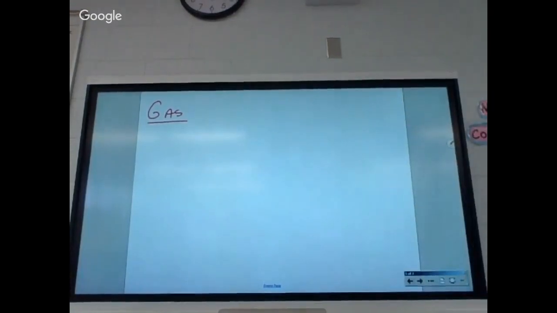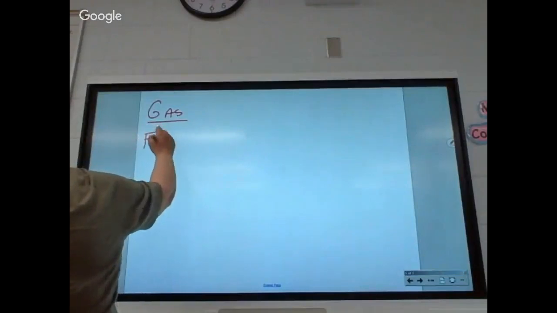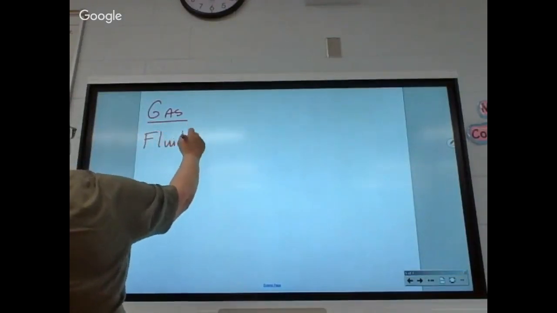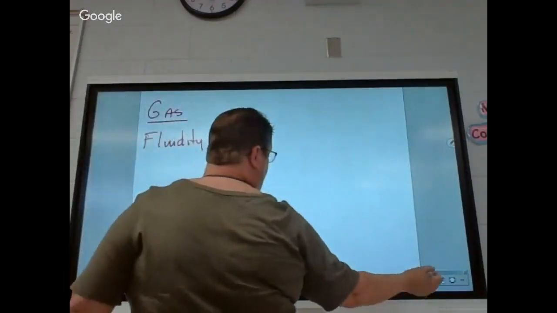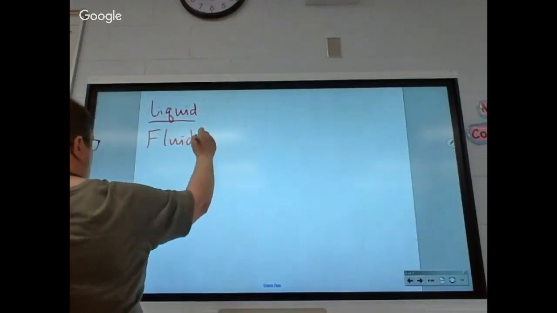Let's start with fluidity at the top. Where did we put fluidity? Gas and liquid. Okay, I like that. All right, fluidity fits here with gas and liquid. So if you don't have fluidity in both of those spots, put it there.